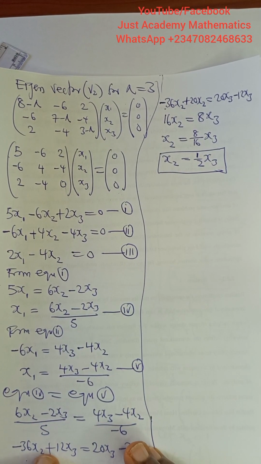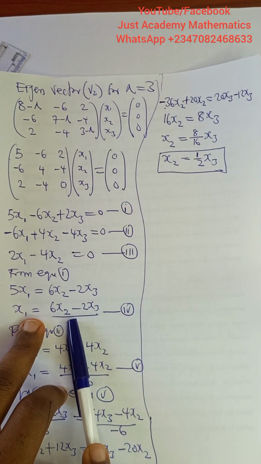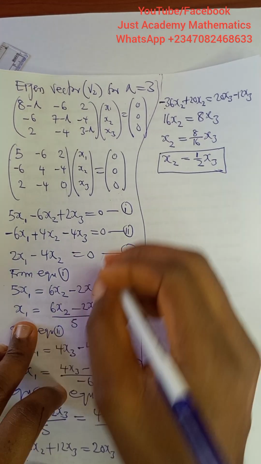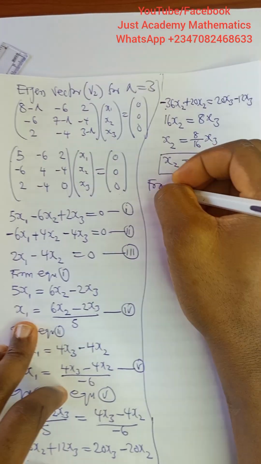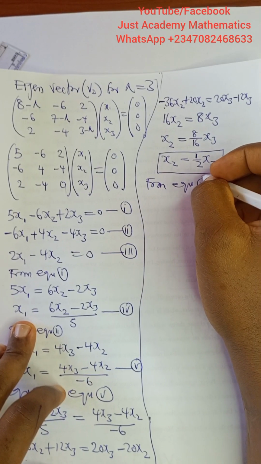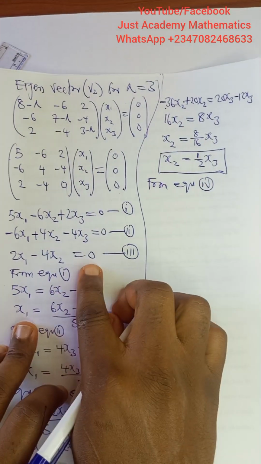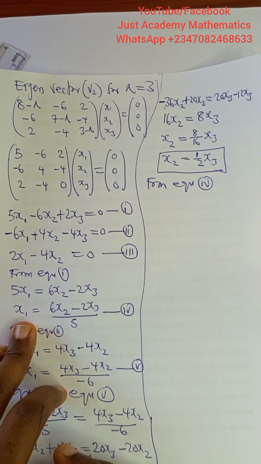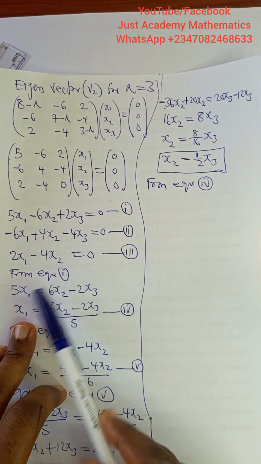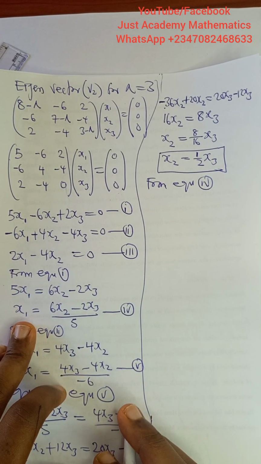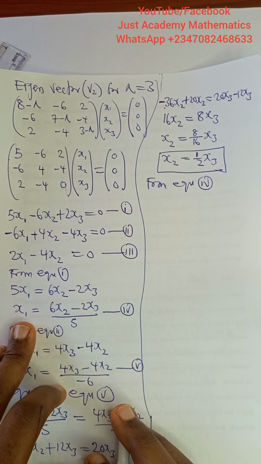Are you there now? Now we can pick one of these to find x1. Remember, from equation 5, we can find x1, or even from equation 3, but we can use equation 3 to find x1 since we have gotten x2. We are looking for x1. Even if we use this, it will be faster, but there is no cause for alarm. We are still looking for x1.